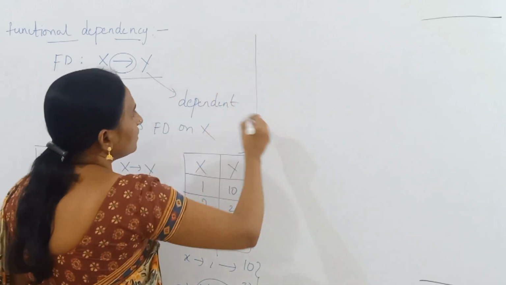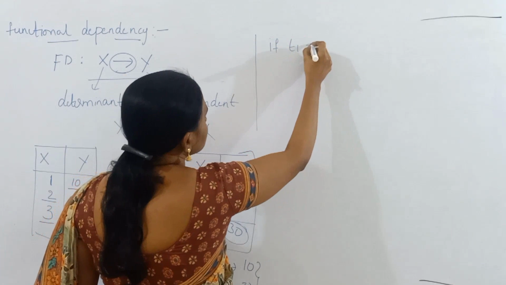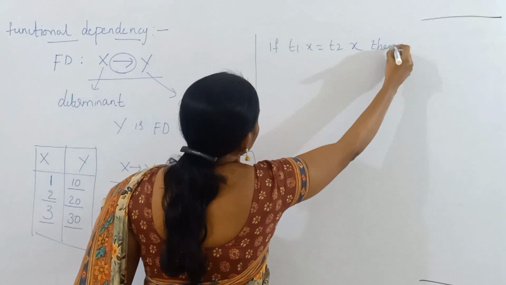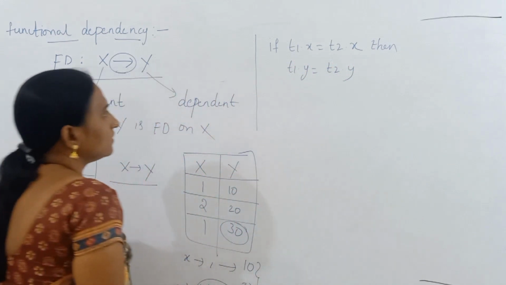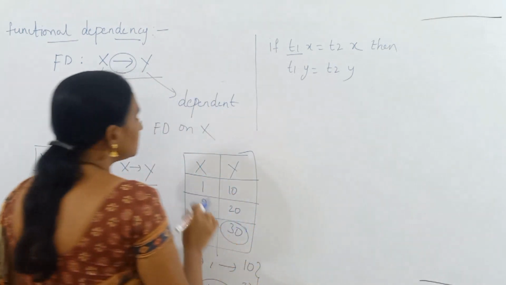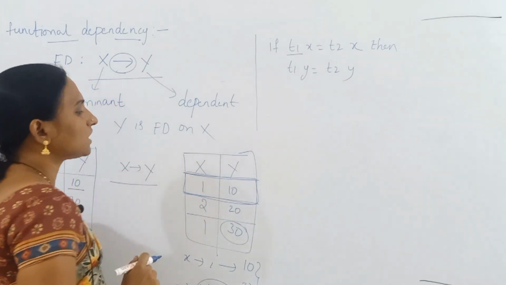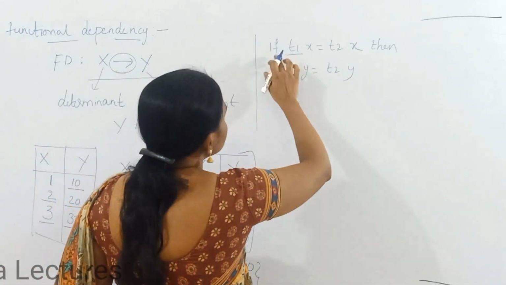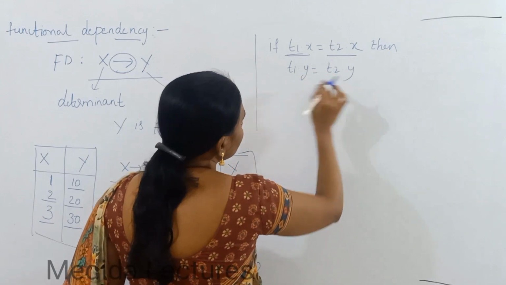So, we have to follow one rule. What is that rule? If T1 dot X equal to T2 dot X, then T1 dot Y equal to T2 dot Y. T1 means tuple. What is a tuple? Tuple is the record. Each row in the table is called record or tuple. So what is the rule? If t1 dot x equal to t2 dot x, then t1 dot y equal to t2 dot y.